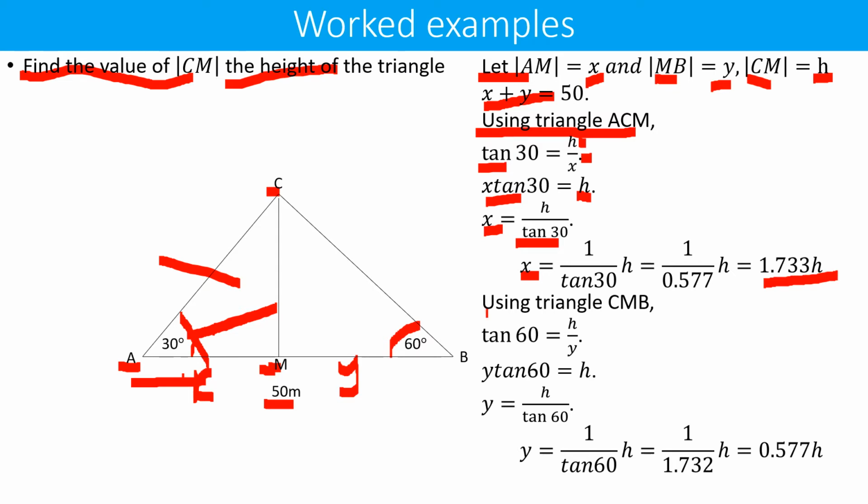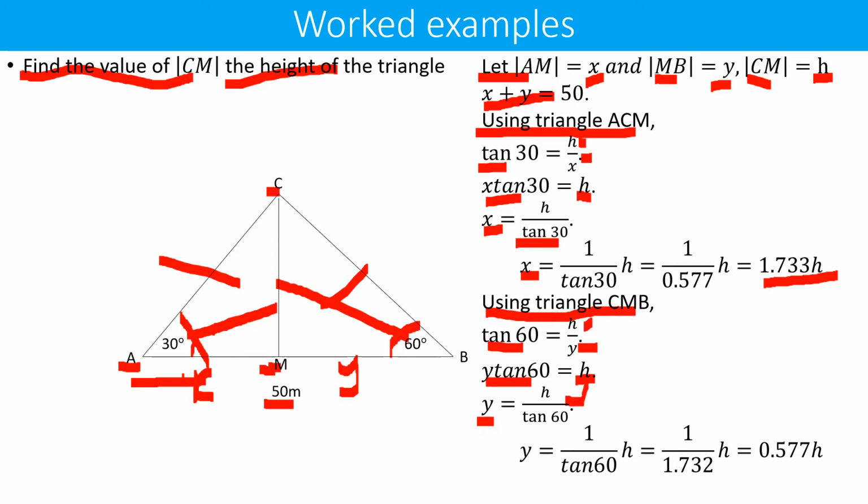So we also do the other side using triangle CMB. The angle is 60, facing the same height, with the adjacent Y. So tan 60 is equal to H over Y. We multiply through by Y, so you get Y tan 60 is equal to H. So Y is equal to, dividing both sides by tan 60, H over tan 60.